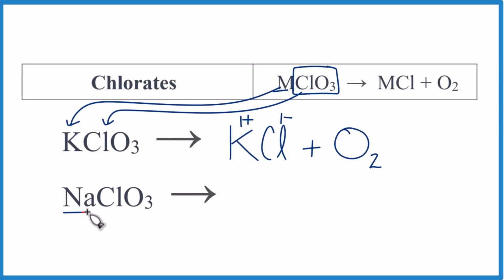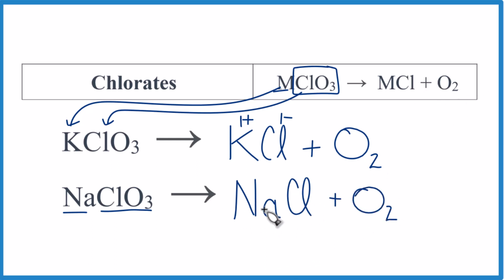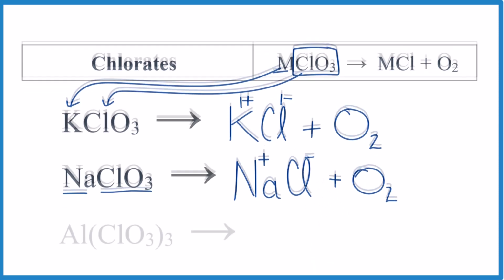So we have our metal, and then we have our chlorate here. So we have the metal and the chlorine, NaCl, then we have plus oxygen gas. Sodium's in group 1 with potassium. Chlorine, that's going to be 1-. So charges work out there. We're good. Let's try one more.